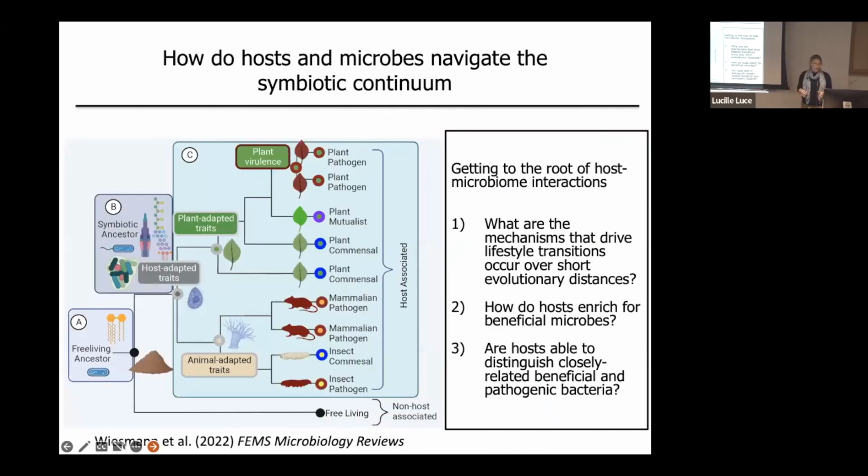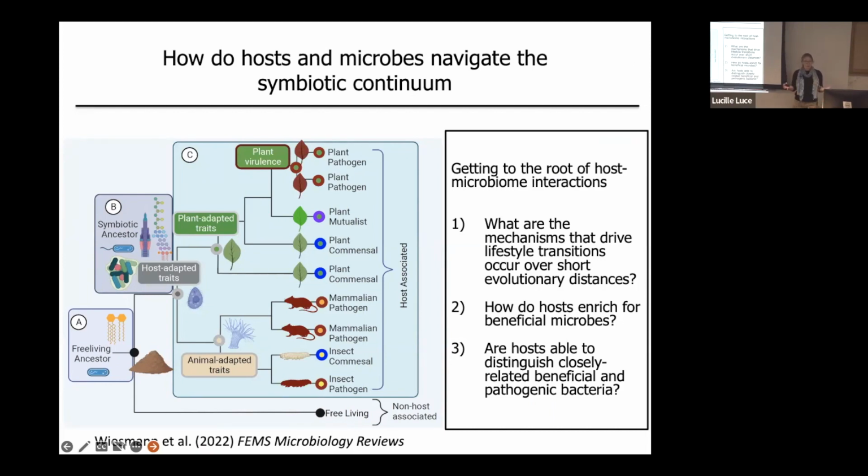And so today I'm going to tell you three stories from the lab. One thing I'm not going to talk about is the common innovations that allow non-symbiotic ancestors to become symbiotic, although that's something we're really interested in. I'm going to talk about, once you're symbiotic, how bacteria can move along this symbiotic continuum of lifestyles from pathogenic to mutualist. And what are the mechanisms that drive those transitions?